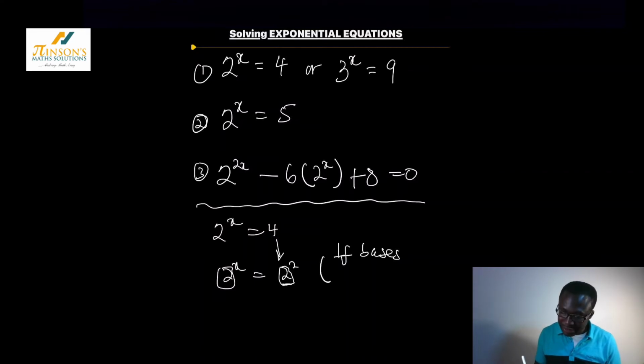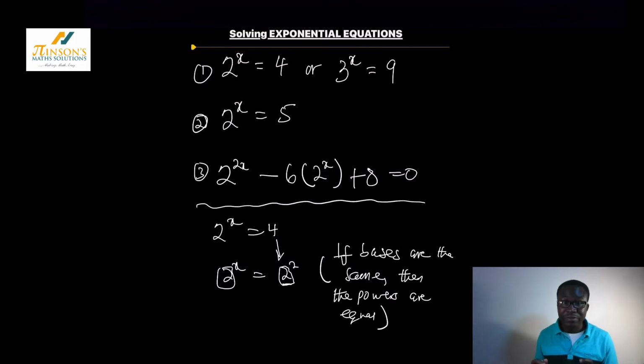If the bases are the same, we say then the powers are equal. Okay, so you want to remember that if the bases are the same, then the powers are equal. So we can say since 2 is equal to 2 on both sides, then the powers must be the same, so x must be 2, and we can check that 2 to the power 2 is 4.